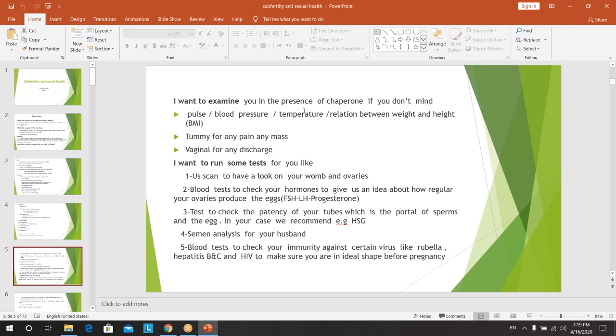Then come to the examination. I want to examine you in the presence of a chaperone if you don't mind, as we used to do. Take consent from the patient and don't forget the chaperone. Examination, you have to take consent, verbal consent, and in the presence of a chaperone.